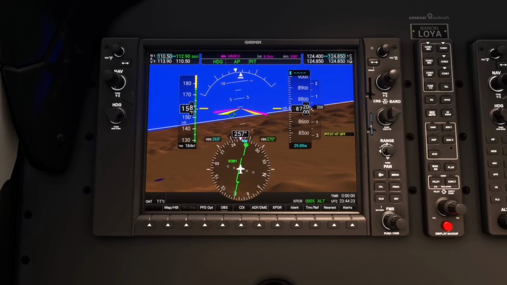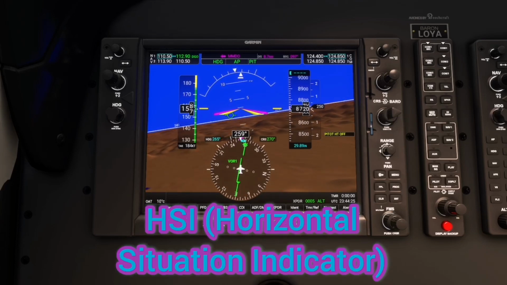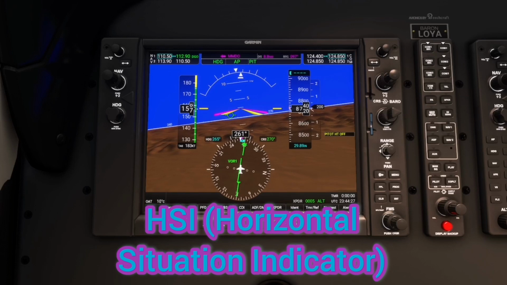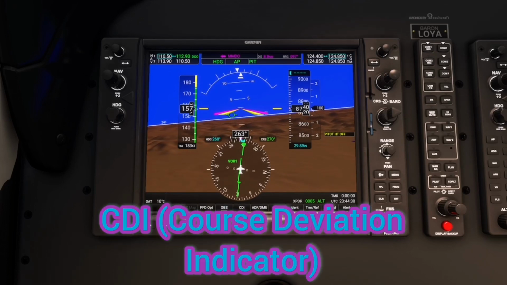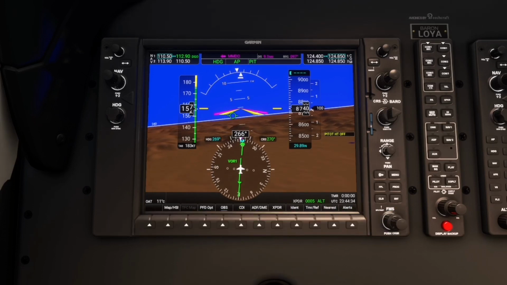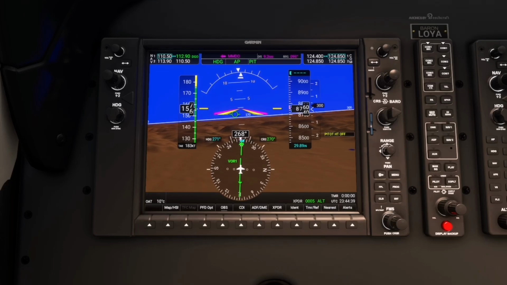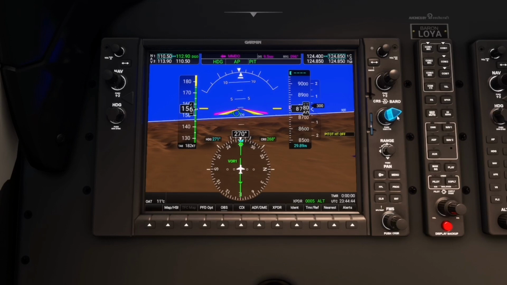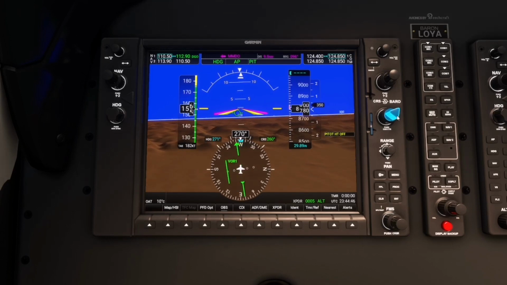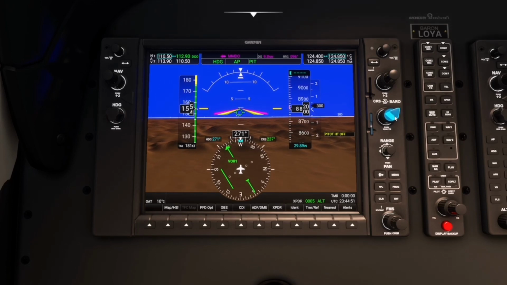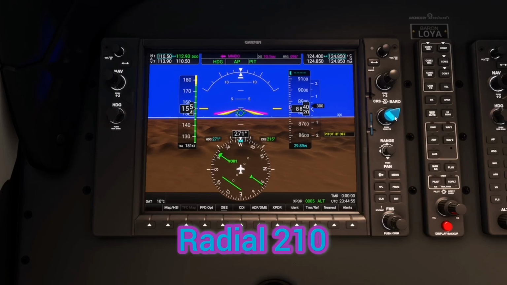It is important to mention the difference between the HSI, which is the horizontal situation indicator, and the CDI, the course deviation indicator. Now that we are trying to intercept the radial 270, we're about to intercept it right there. You can notice that we're on heading 270 and radial 270. Now I am going to move my HSI to try to intercept the radial 210.